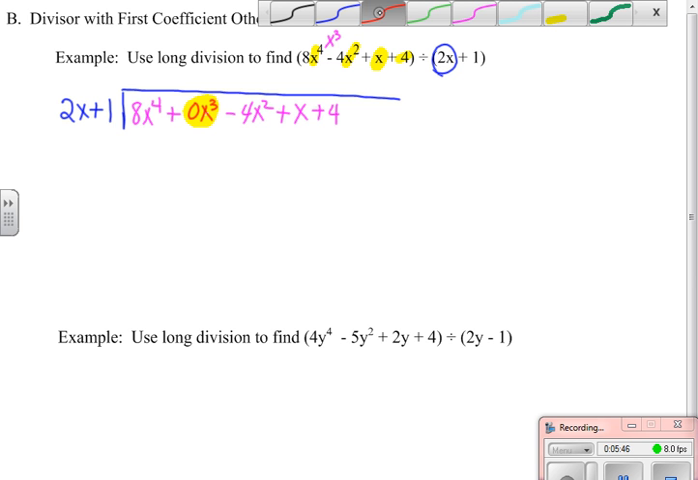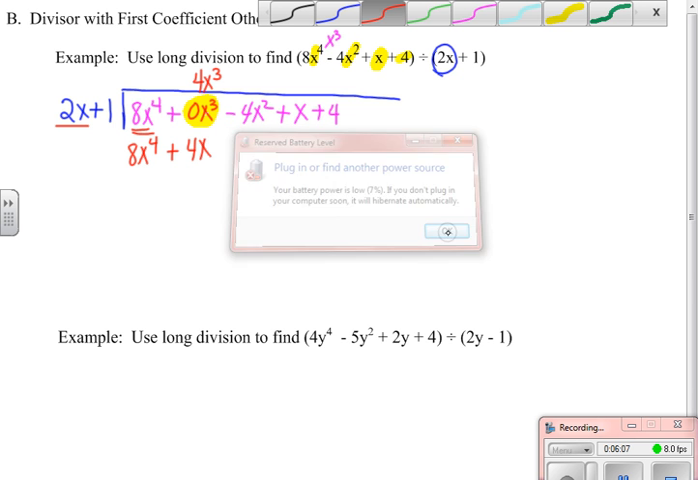So I'm going to go through and I'm going to say, how many times does 2x go into 8x to the fourth? Well, it goes in 4x cubed. So it goes over that x cubed position. Now I'm going to multiply. 4x cubed times 2x is 8x to the fourth plus 4x cubed.